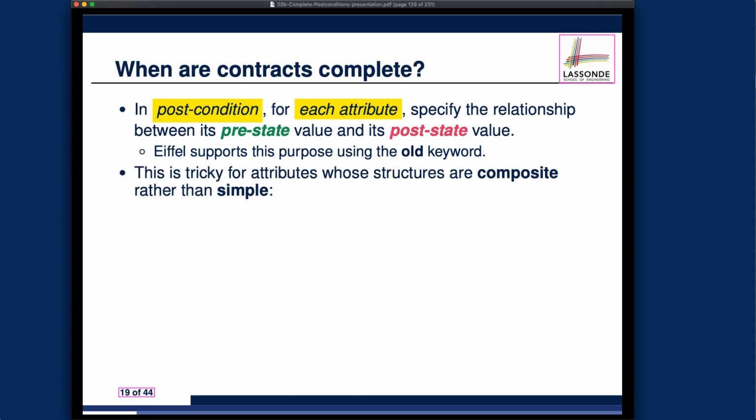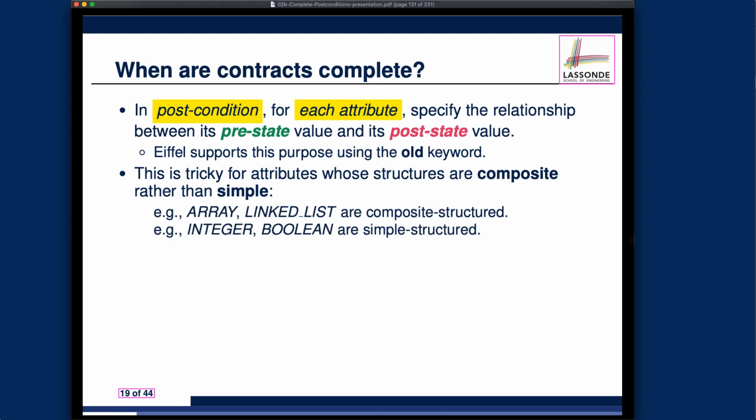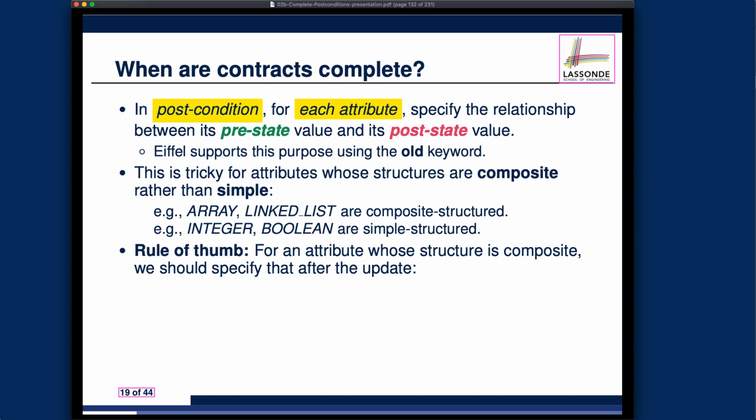Actually, this is really tricky, especially when your attribute type is composite, like a collection type: array, hash table, linked list, tree, and so on. If your attribute value is simply primitive typed, like an integer or boolean, it is much simpler, but you cannot rely on that. You have to know both cases. So what's the rule of thumb?